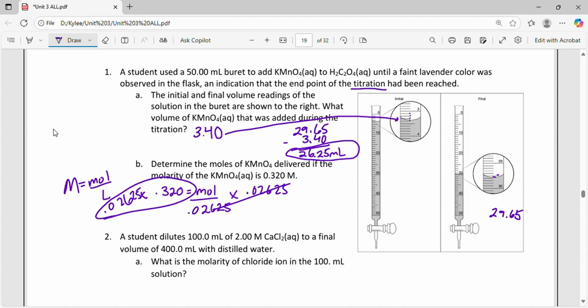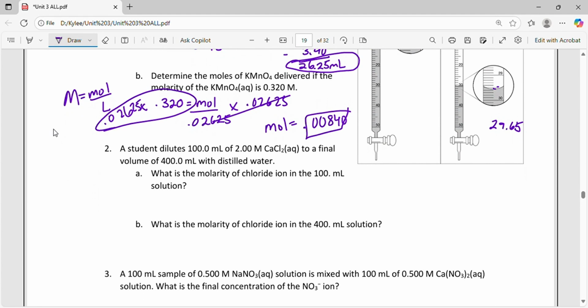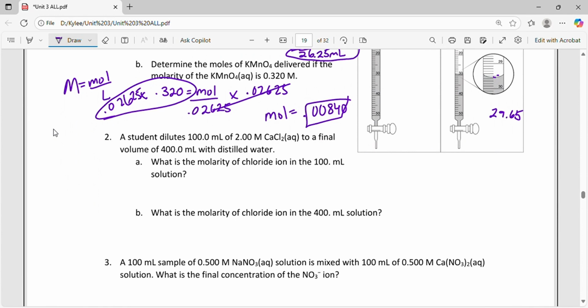So I go to my calculator, 0.02625 times 0.320, and I'm going to keep 3 significant digits. I get 0.00840.